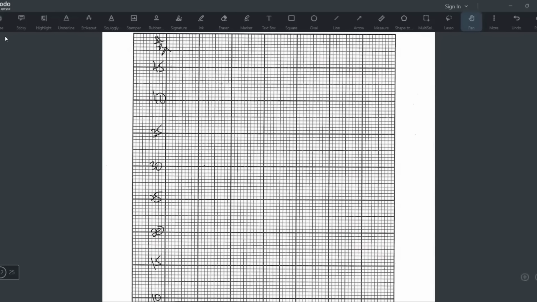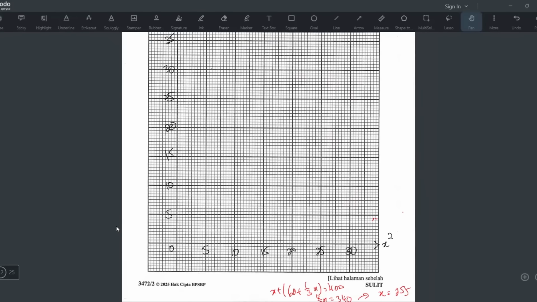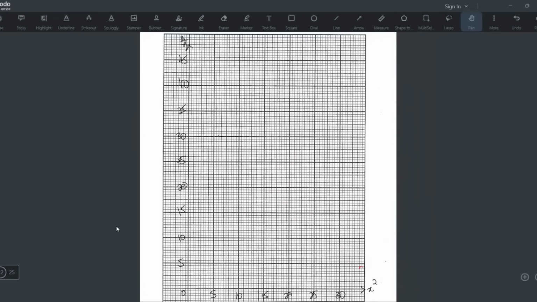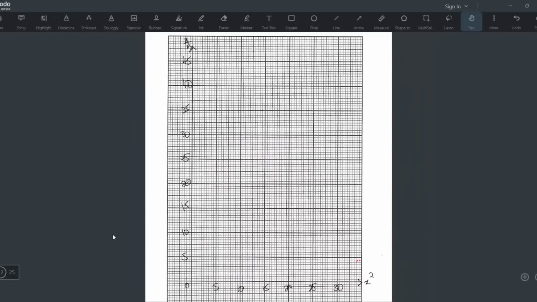Yeah, it's important to check whether you have enough space to plot all the points. Otherwise, if you realize it's not enough, then you have to erase the whole thing. So it's not good, right? That's why I check with the highest value. And of course, the lowest value is also important. But I already know everything is positive, so it's definitely enough. Okay, now we can start to plot the points.